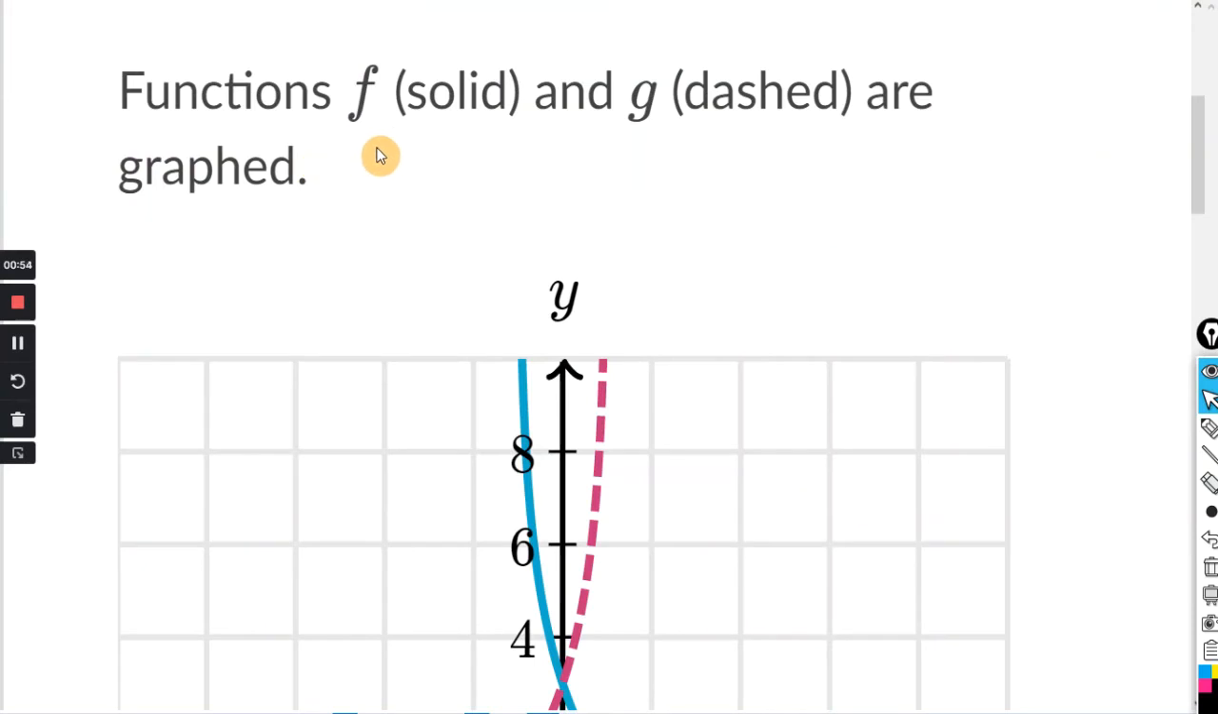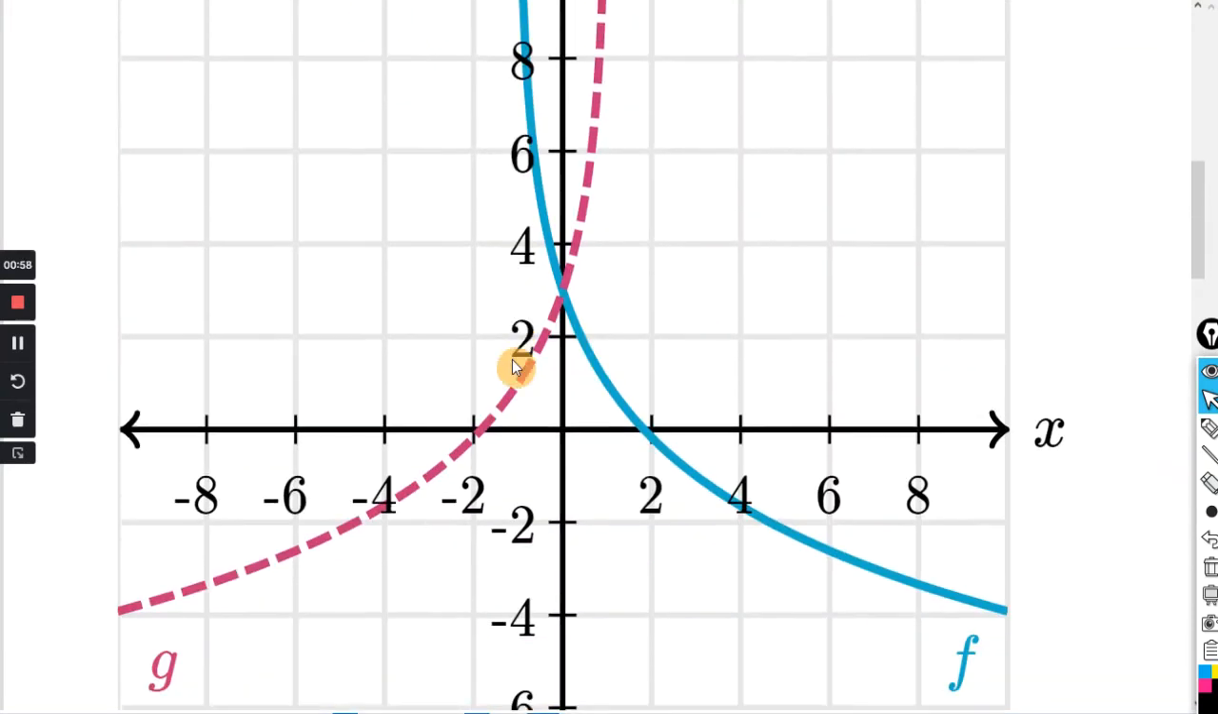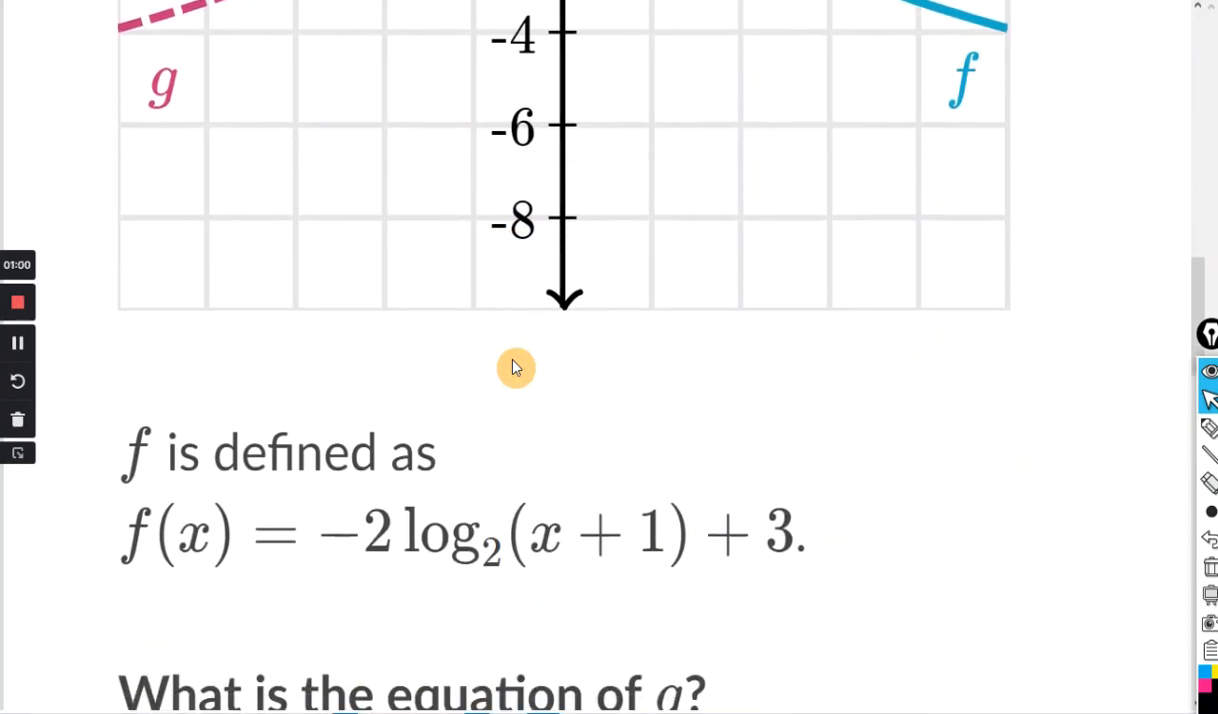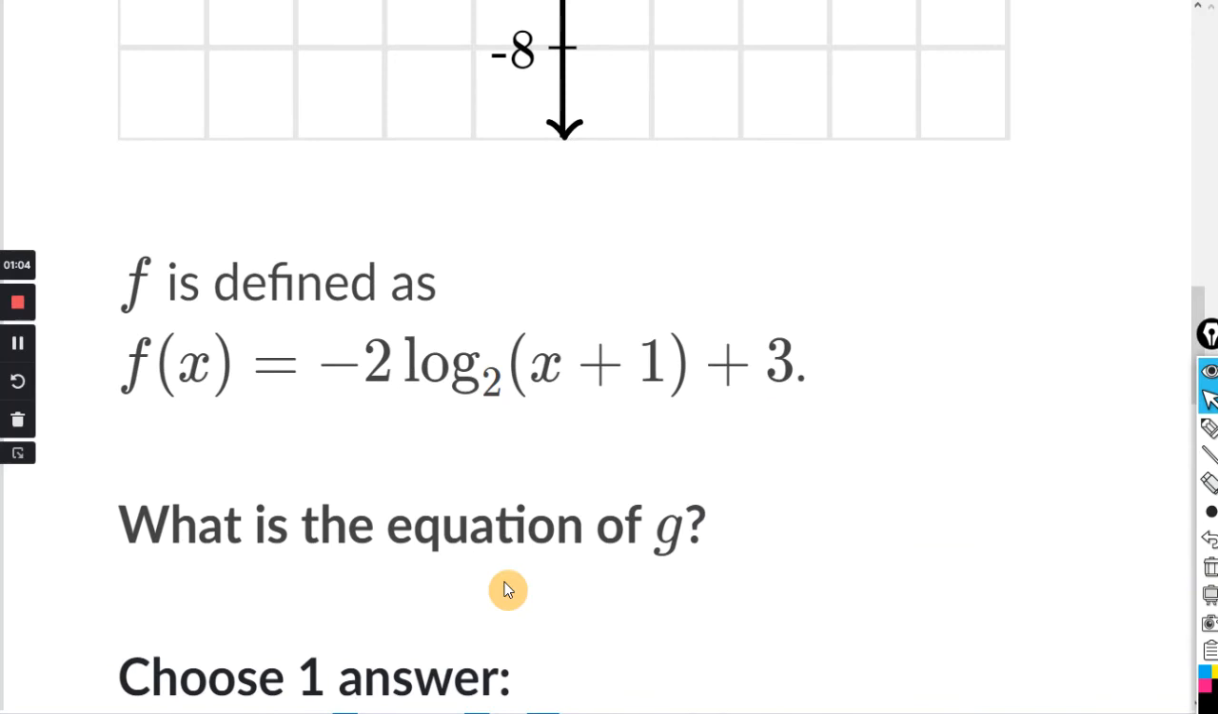All right, functions f and g are graphed. F is the solid one, g is the dashed one. And f of x is this function here. What is the equation of g? All right, it's not as bad as it looks.